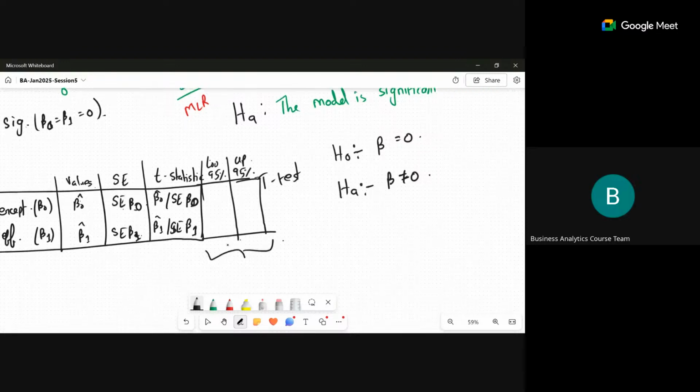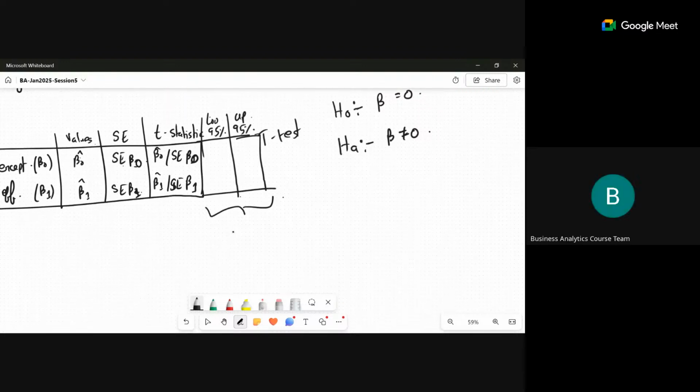They are nothing but the alpha. No, alpha is 5%. The acceptance level is 5%. What is the other name? Alpha 5% implies a 95% confidence. This is a 95% confidence interval.